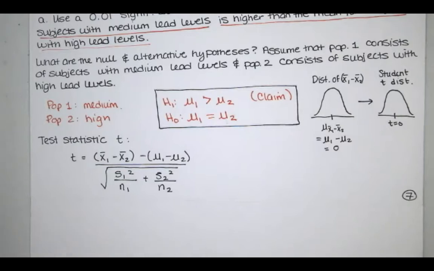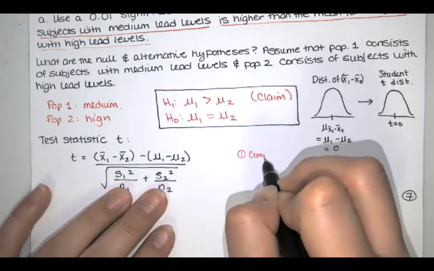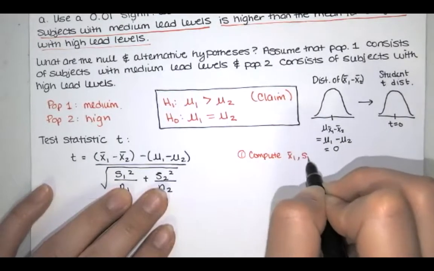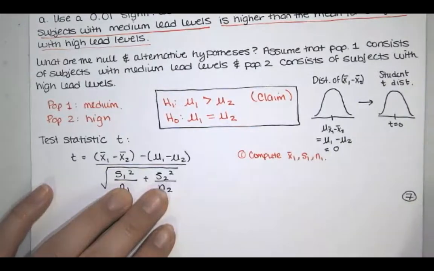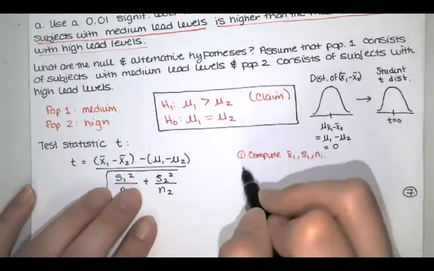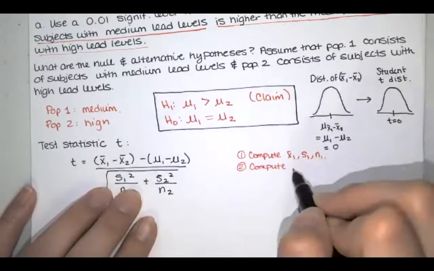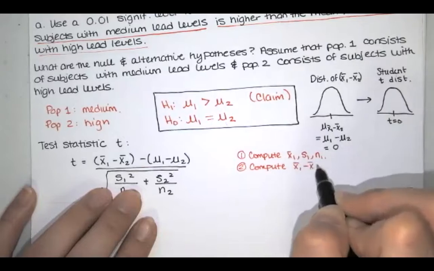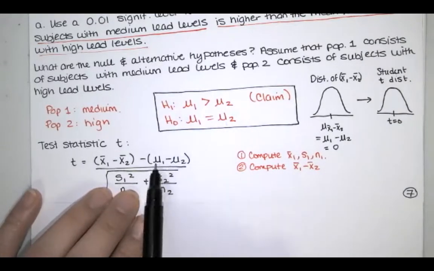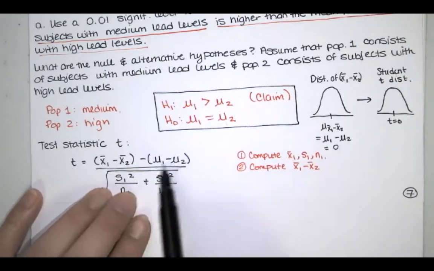Okay, so let me just outline the plan. The next thing we need to do is compute x sub 1 bar, s sub 1, and n sub 1. We'll use Excel to do that. And then we'll compute all of these quantities. So we'll compute the numerator here. That's x sub 1 bar minus x sub 2 bar minus this. But this value here is the value that we get when we assume that the null hypothesis is true. So this will be 0.